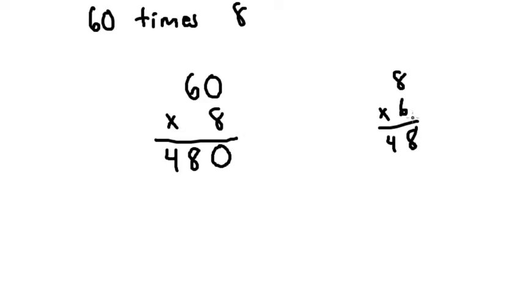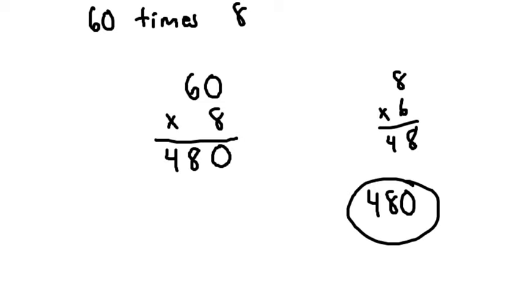Or again, we can take our 8 times 6, just drop the 0 for the moment. 8 times 6 is 48. Then add a 0 to the end, makes 480. And it gives us the same answer there.